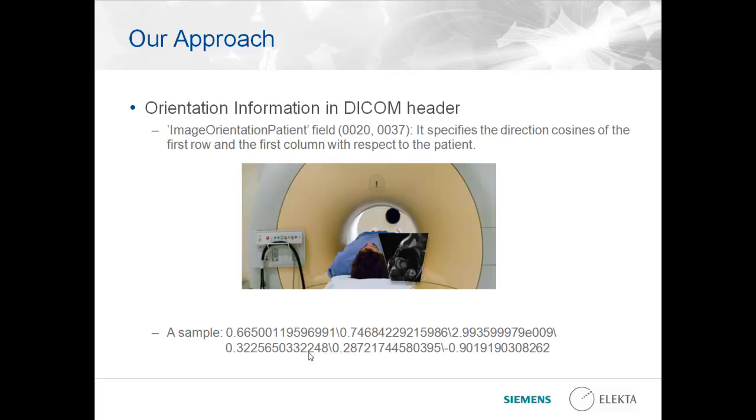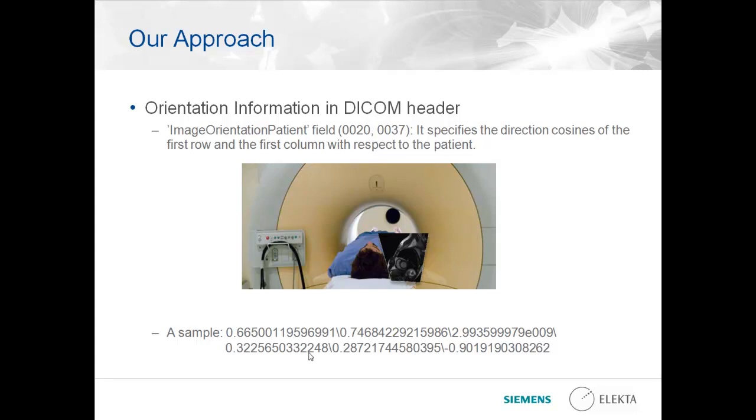We spent a lot of time searching for which DICOM field is useful for cardiac view classification, and finally we found this one. It is the orientation information in the DICOM header, the image orientation patient field. The definition is that it specifies the direction cosines of the first row and the first column with respect to the patient. To explain that, we have to explain what the patient coordinate is.